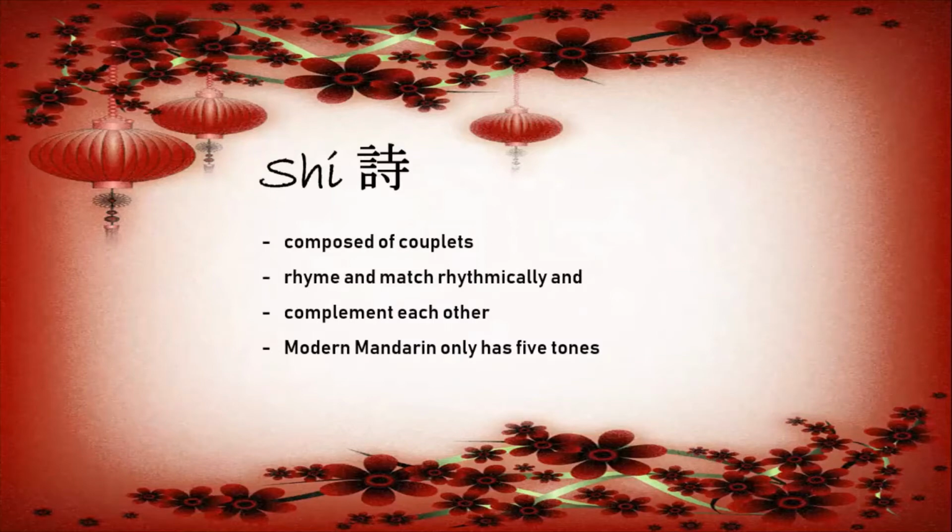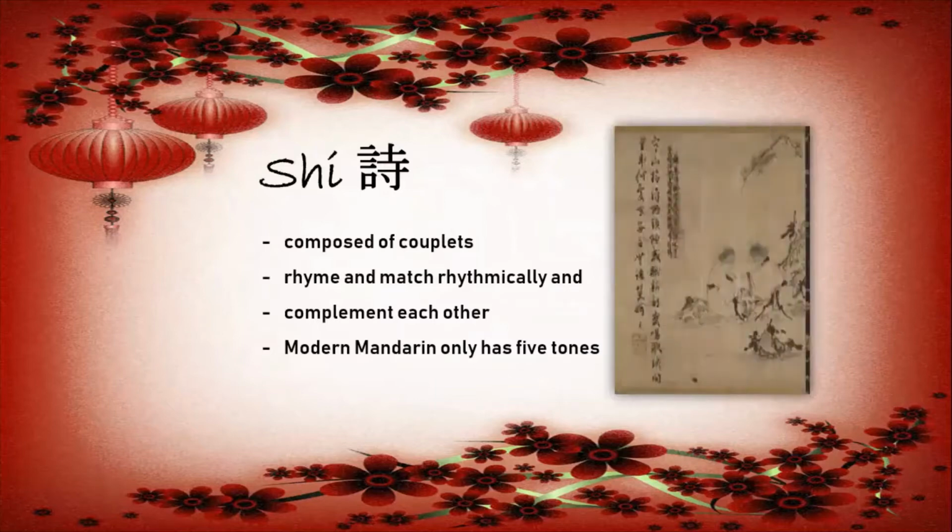Modern Mandarin only has 4 tones, but ancient languages usually had more, so the tonal rhythms are generally lost. This is an example of the poem She.